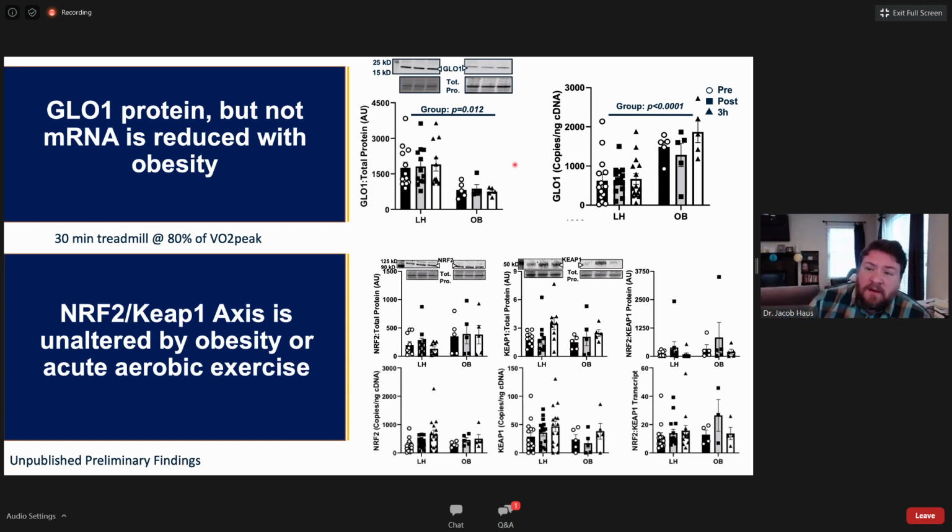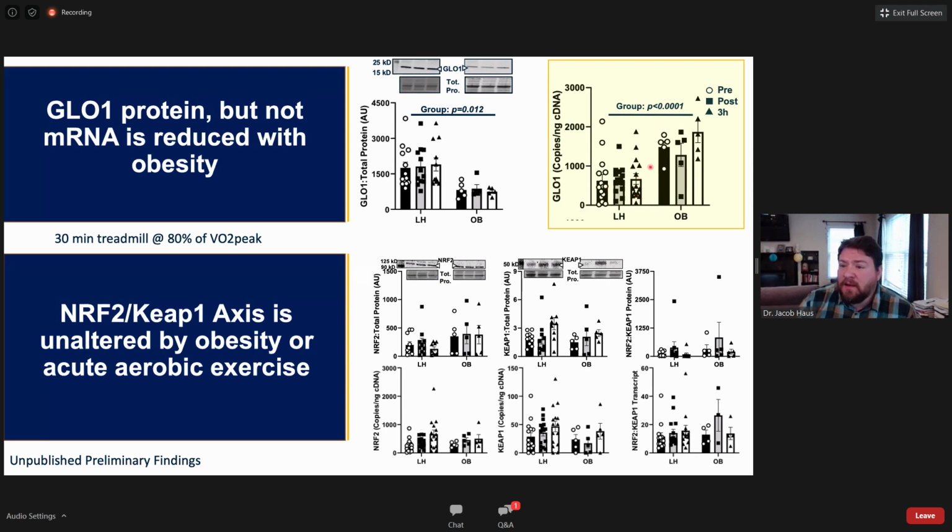So the next couple of panels I'll be showing you show lean healthy controls and obese subjects again, but we also put them through an acute bout of aerobic exercise. This was 30 minutes of treadmill exercise, performed at 80% of their VO2 peak. And I want to draw your attention here to the GLO1 transcript. This is GLO1 mRNA expressed in copies per nanogram of cDNA. This was done by digital droplet PCR.